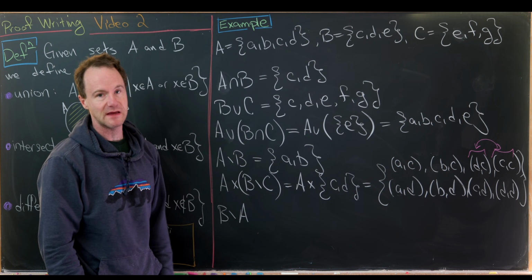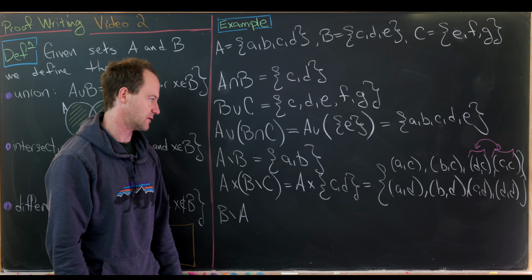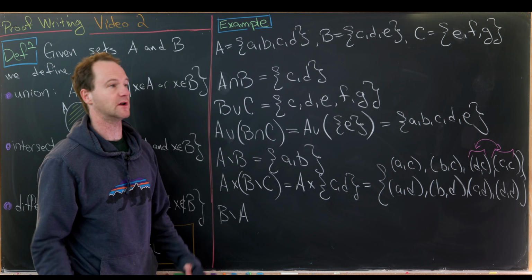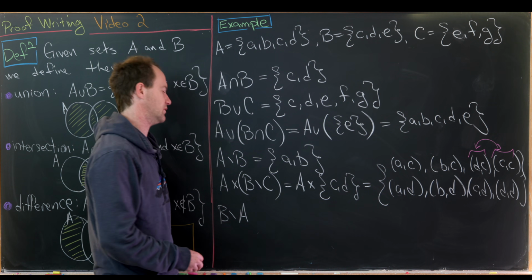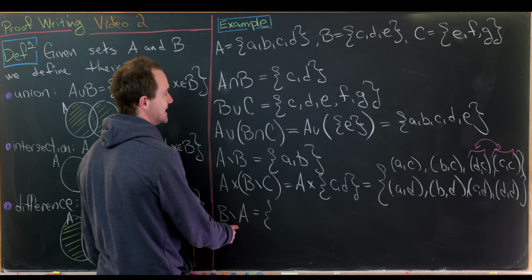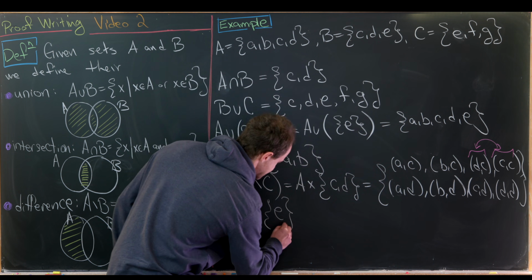So now let's look at B minus A. Well, we already calculated A minus B and saw that it was A comma B, and in fact our subtraction is not going to be commutative here. Well, normal subtraction is also not commutative. So here we're looking for everything in B that is not in A. Well, that's just going to be the singleton E. So here we've got the singleton E.